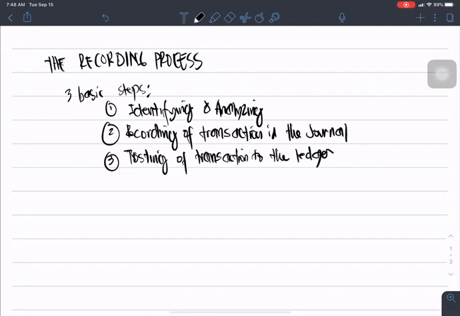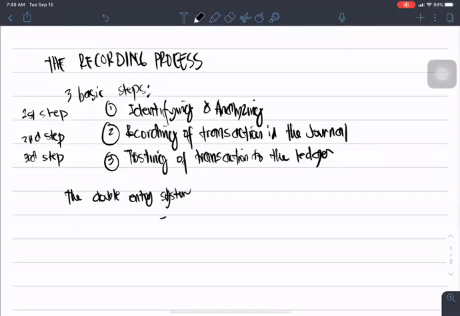Okay, so the recording process is composed of three main steps: identifying and analyzing, that is the first step in our accounting cycle. And then we have recording of transaction in the journal, that is the second step in our accounting cycle. And then we have posting of transactions to the ledger. This is the third step in our accounting cycle. So before we proceed further on what is recording and what is posting, we first discuss the concept of the double entry system. So what is the double entry system?